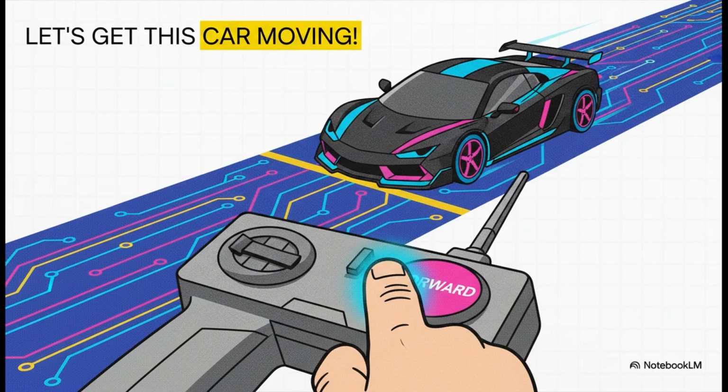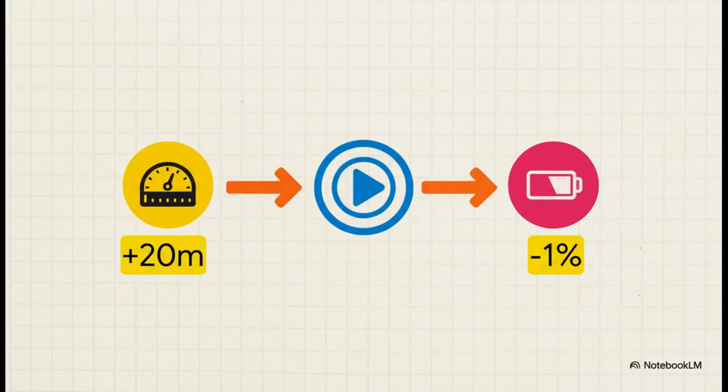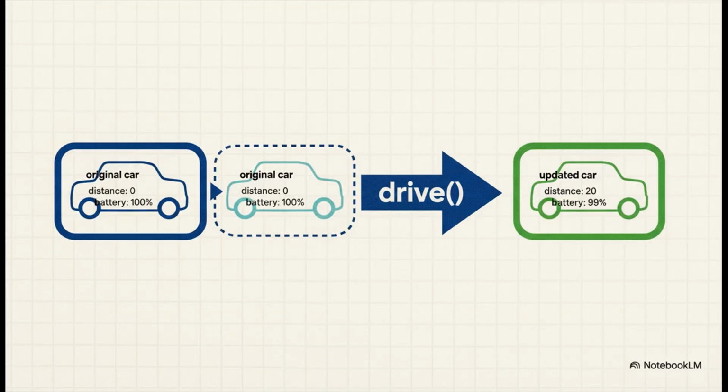Now let's get this car moving and apply it to the drive function. Driving the car is pretty straightforward. Add 20 meters to the distance and drop the battery by 1%. But remember, this is Elixir. We don't change the car. The drive function returns a brand new car struct.